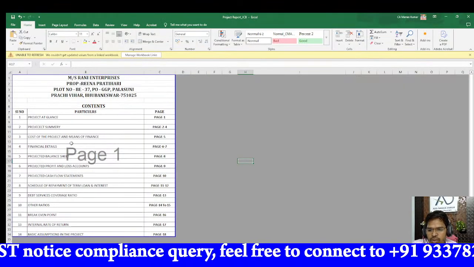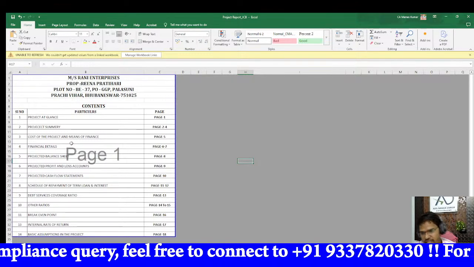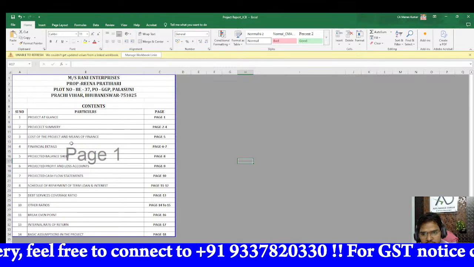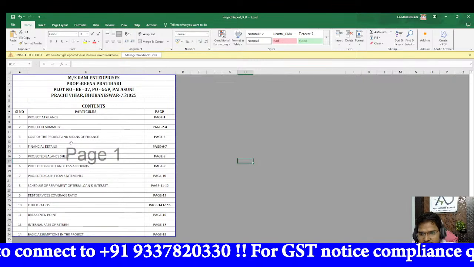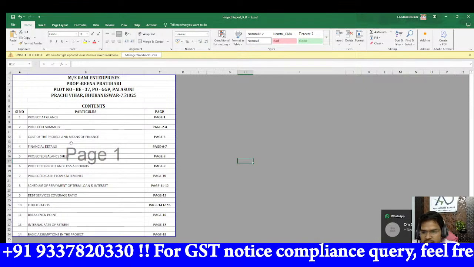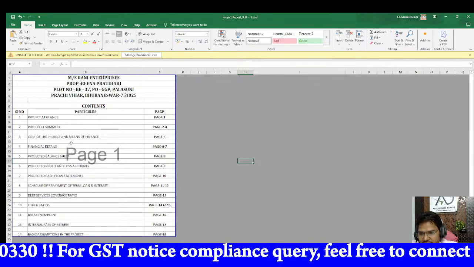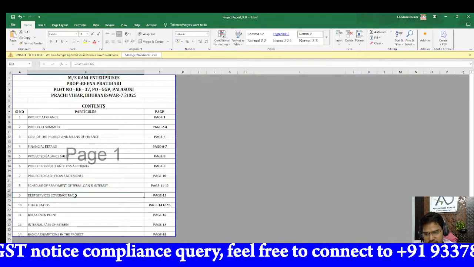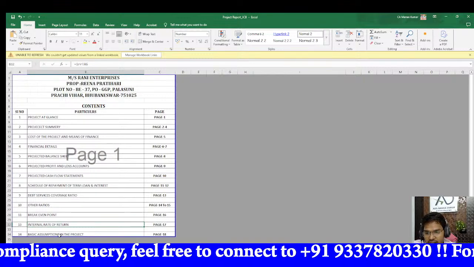First, we have to prepare this type of a summary. This is the man-made. You have to prepare the project at a glance, the project summary, the cost of project, then financial details, then projected balance sheet, then profit and loss account, then projected cash flow, then a schedule of repayment of term loan, then debt service coverage ratio, and the ratios and break-even point and internal rate of return and basic assumption.